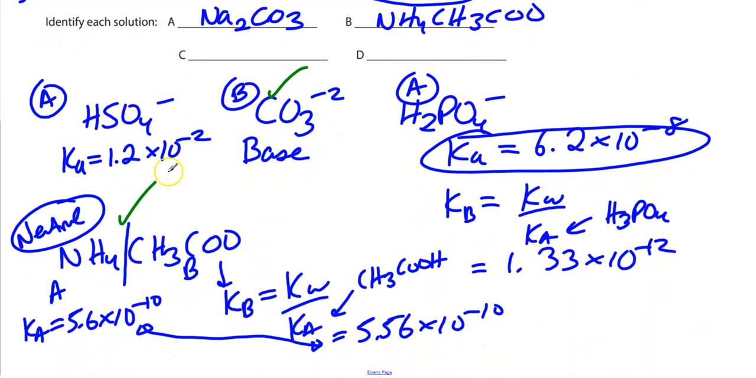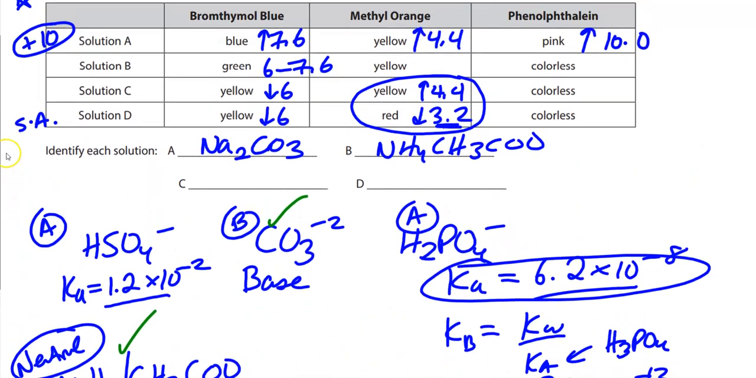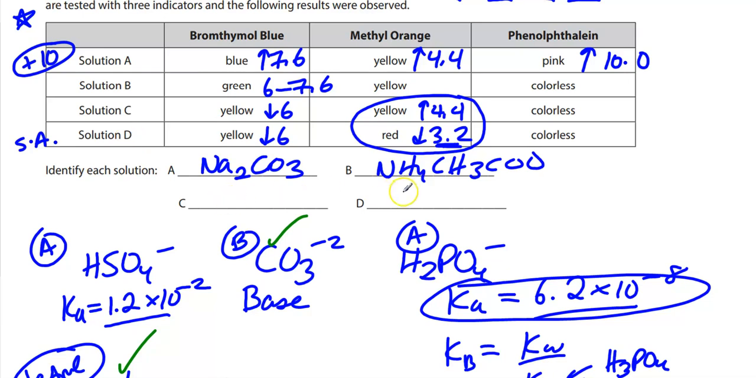In order to determine that, you have to look at the Ka values. So of the two acids we have, the stronger is going to be our HSO4-, and the H2PO4- is pretty weak. So that means solution D, which is stronger, is going to be our sodium bisulfate, and then our sodium dihydrogen phosphate is our weaker acid.